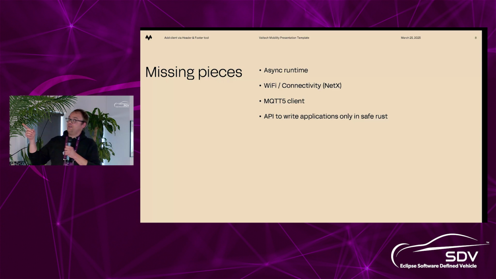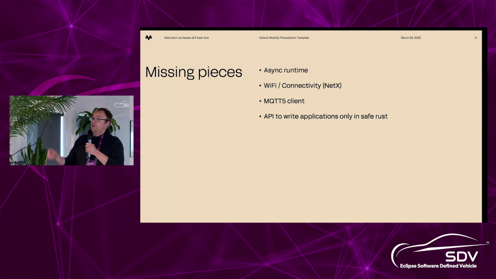There was also no Wi-Fi or NetX support, no bindings for this, so that is what we had to do. We wanted to integrate an MQTT5 client. There are some embedded MQTT clients written in Rust on Crates.io. We wanted to use one of those and not rewrite an MQTT5 client. And the goal, which I set out, was to have a completely safe API. So from a user perspective, the code a user had to write was only safe Rust. So all the mistakes that were made, or can be made, can be blamed on me.